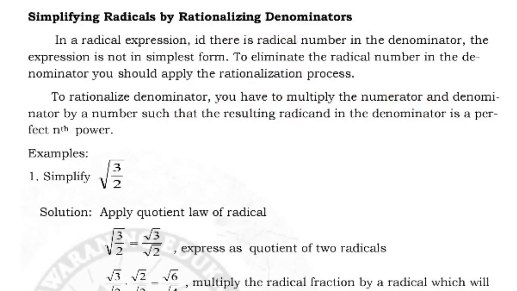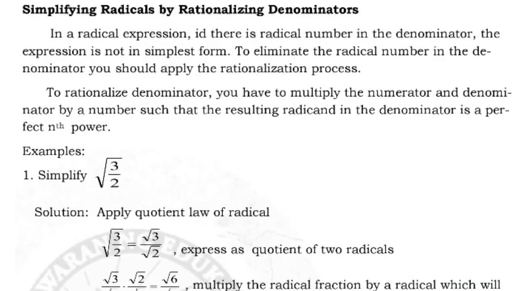Next is simplifying radicals by rationalizing denominators. In a radical expression, if there is a radical number in the denominator, the expression is not in simplest form. So to eliminate the radical number in the denominator, you should apply the rationalization process. To rationalize the denominator, you have to multiply the numerator and denominator by a number such that the resulting radicand in the denominator is a perfect nth power.